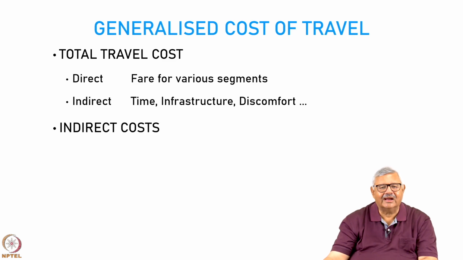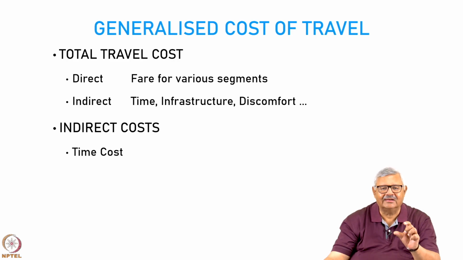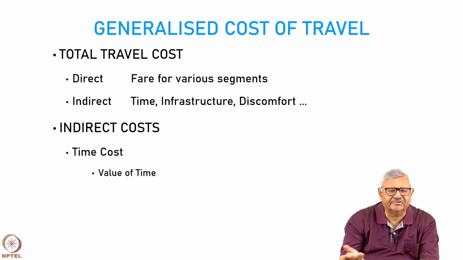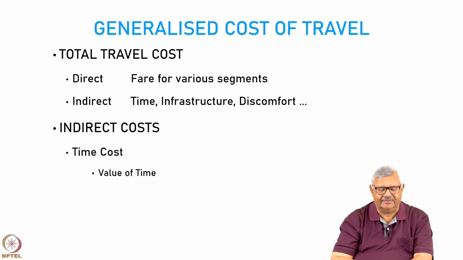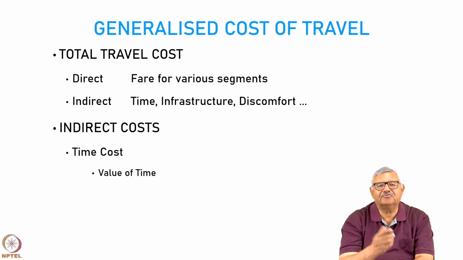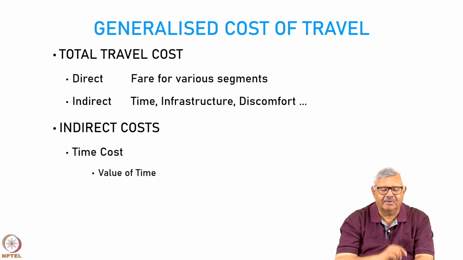Now let us look at the indirect cost a little bit in more detail. So there is a time cost, as I mentioned, the total time spent in travel. Now the time cost varies from person to person depending on how much value you assign to your time. If you are a student and you really don't worry too much about the value of time, you might say, I don't care if I go in 4 hours or 8 hours as long as I am paying lower fare.